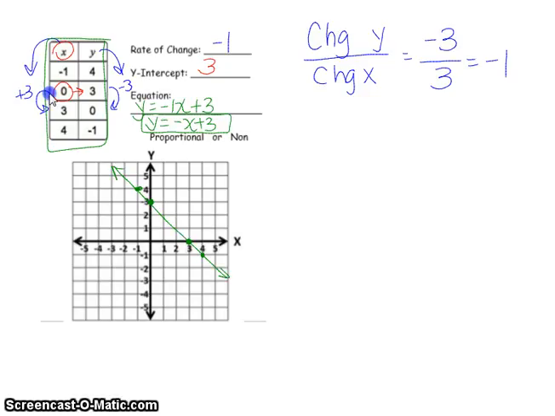The last thing I need to do is say if it's proportional or non-proportional. Remember that a proportional graph goes through 0, 0, which is right here at your origin, and it's a straight line. So let's look at our graph. Well, our graph is a straight line, but it does not go through 0, 0, and so therefore I know that it is non-proportional.